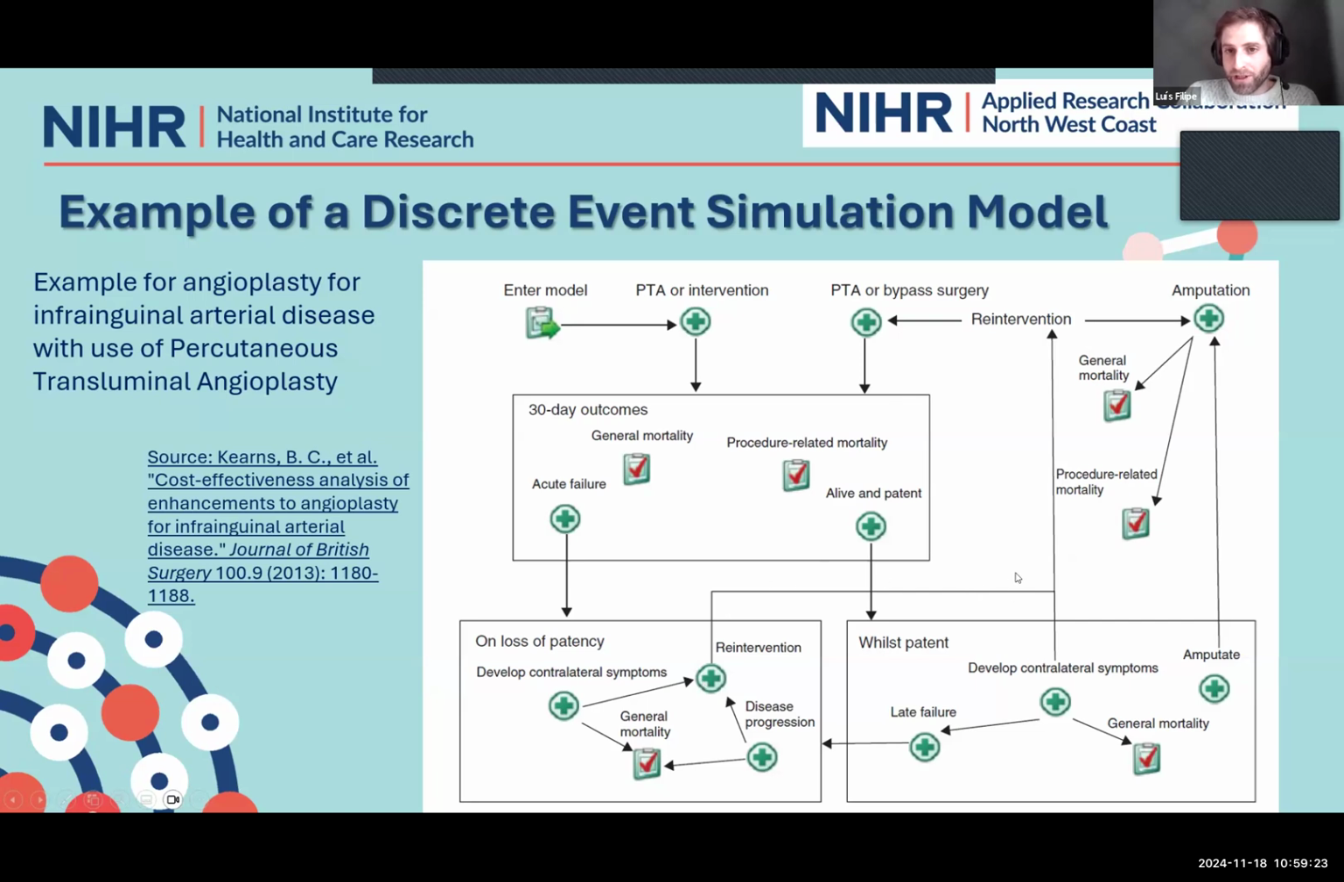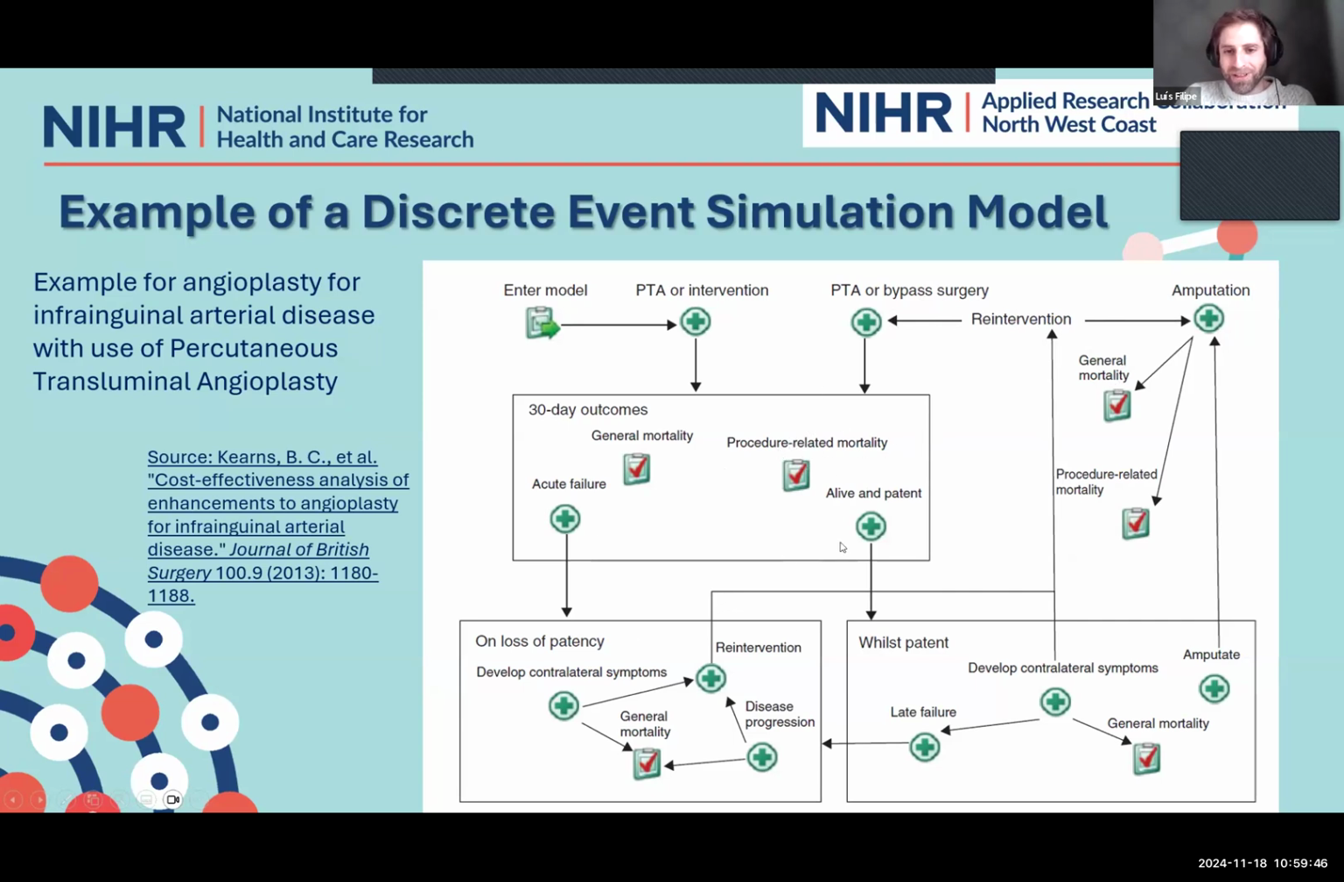But if you receive the intervention, you see that you fall here within the reintervention, where you can receive PTA or bypass surgery, or you can go to the amputation. And again, you can go to general mortality or procedure-related mortality, the same if you receive PTA or bypass intervention.